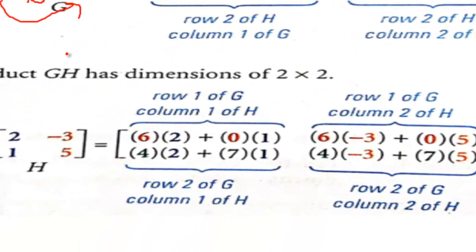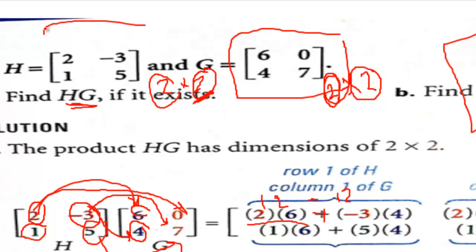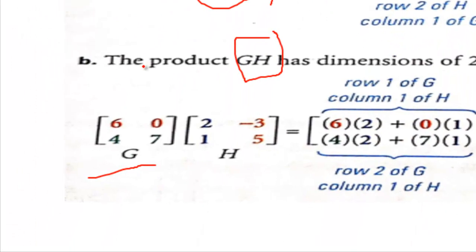He needs the product of GH. Like we said, the second number of the first matrix must equal the first number of the second matrix. So the matrix multiplication here can be done. So he needs to find GH. So he needs G first multiplied by H second. Here G is 6, 0, 4 and 7, and H here is 2, 1, negative 3, 5.